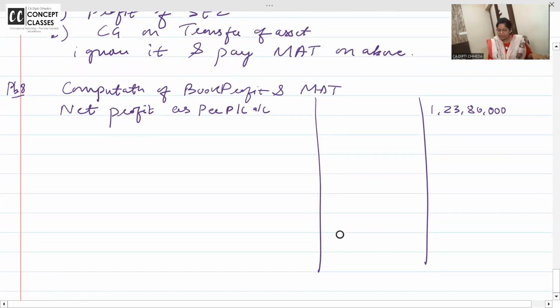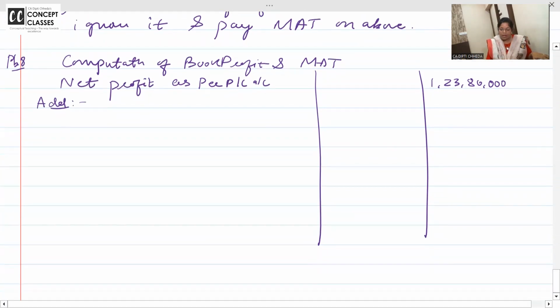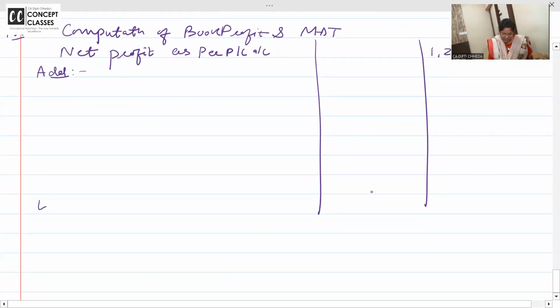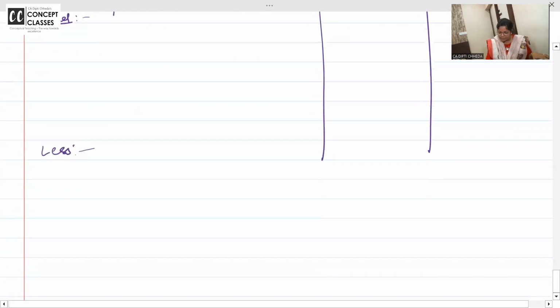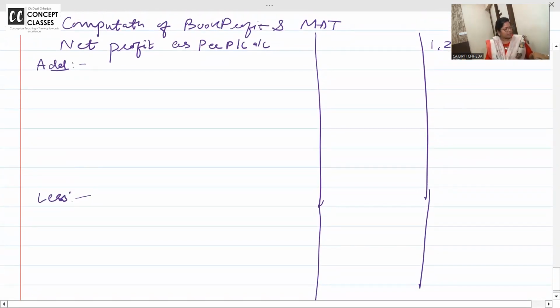1,23,80,000, whatever it is. Chalo, now add. Add, and after few lines, less. We are in MAT concept. Okay? Chalo. So now first thing is add also, we know the list on the debit side, and less also.